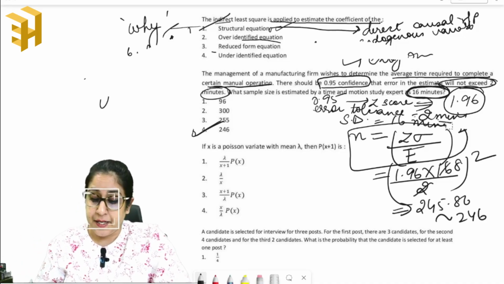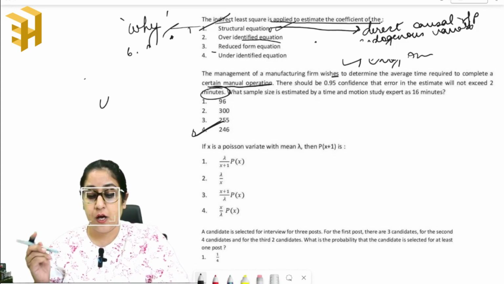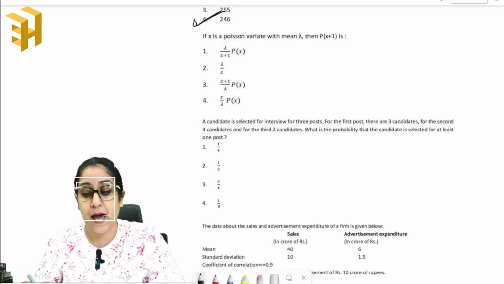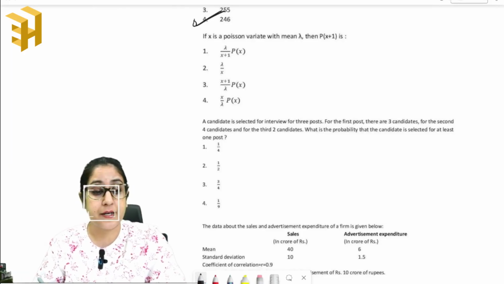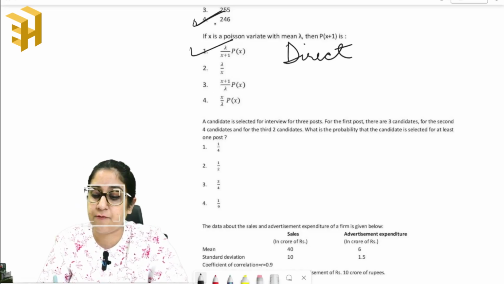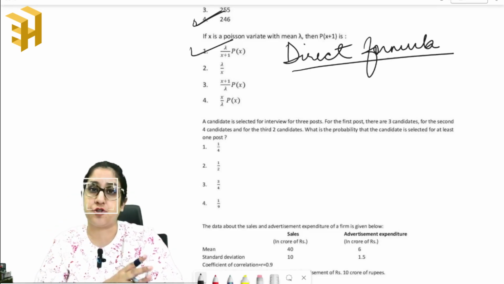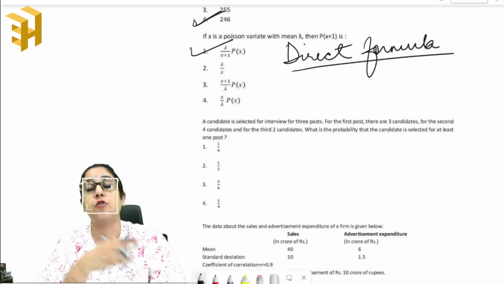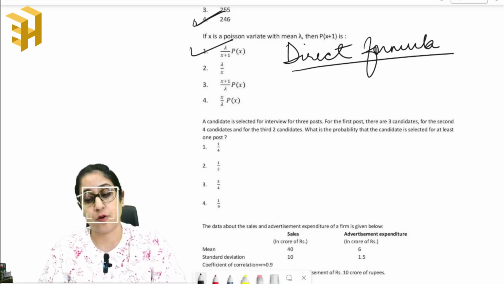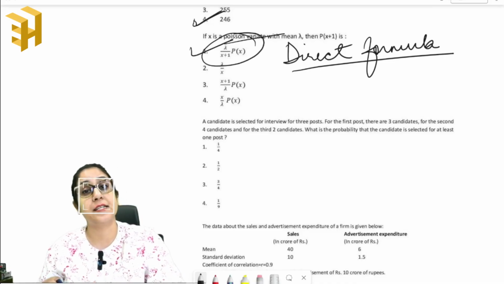Okay. Next question. Now this is a direct formula question. If X is a Poisson variate with mean lambda, then P(X+1) is your option 1. This is a direct formula, right? And such direct formulae are clearly mentioned. There's a table, they are there in your revision notes, they are mentioned in the statistics portion, right? So please keep a note of it. The Poisson distribution, right? So this is a direct question.